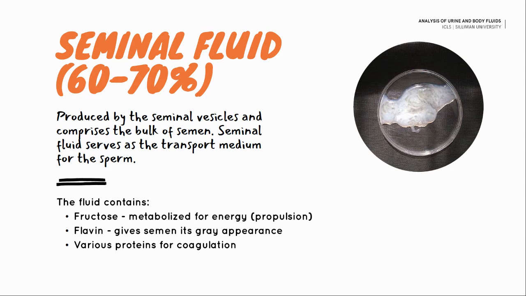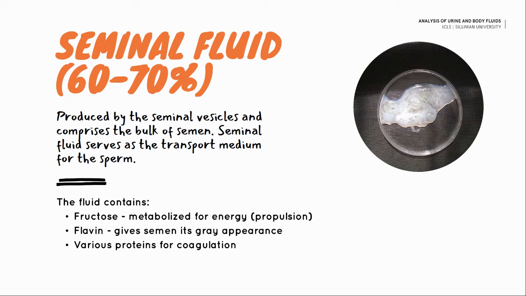So now let's proceed to seminal fluid. Seminal fluid comprises the bulk of the semen. It is produced by the seminal vesicles, and it serves as the transport medium for the sperm. The seminal fluid contains fructose, which is the sugar present in the semen. Fructose is the source of energy of the sperm cells.